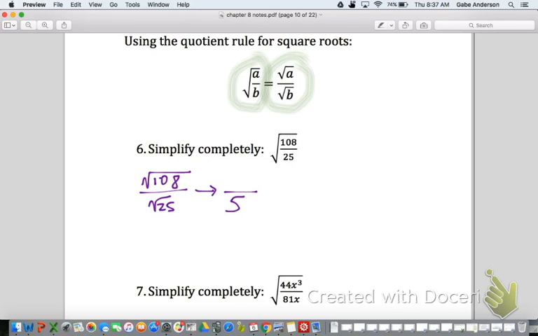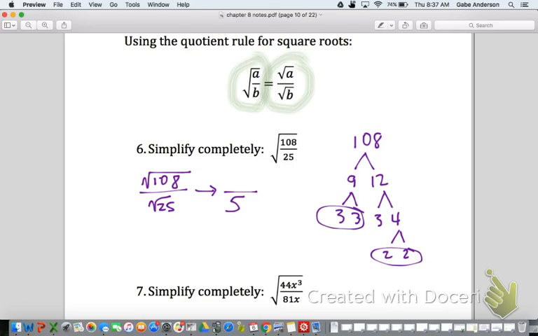Okay, so first you split up to 9 and 12. So 108 goes to 9 times 12. Then 3, 3, 3, 4, and then 4 becomes 2 times 2. And then you have a pair of 3s and a pair of 2s, and one 3 left over. So then it's 6 radical 3.